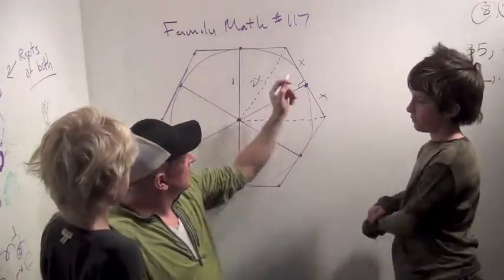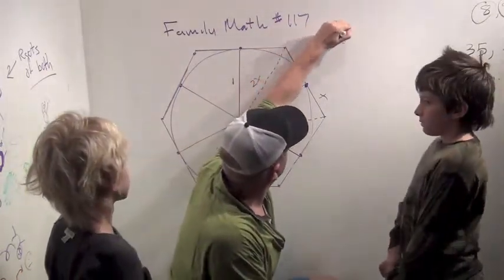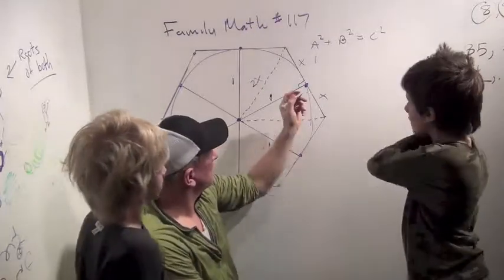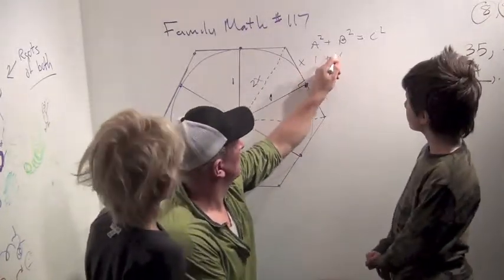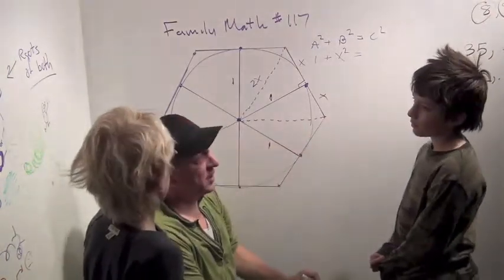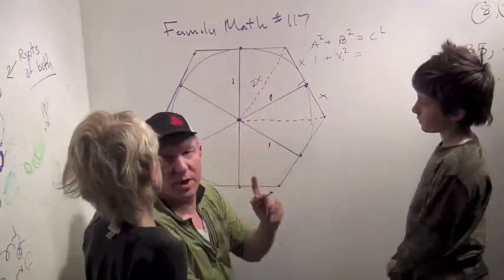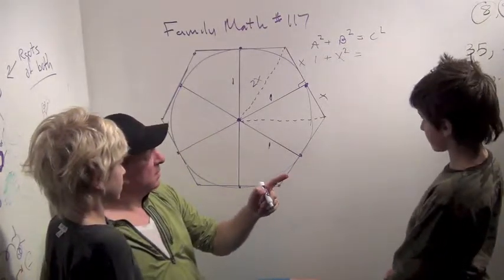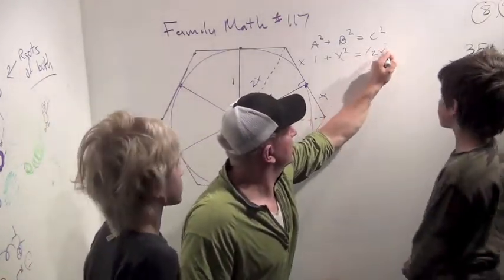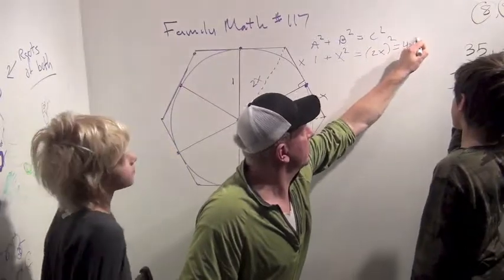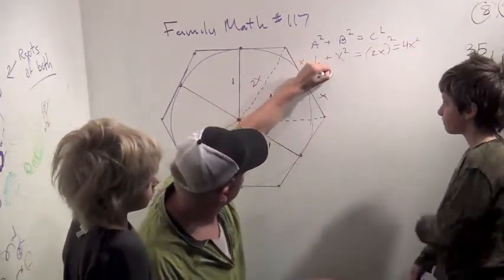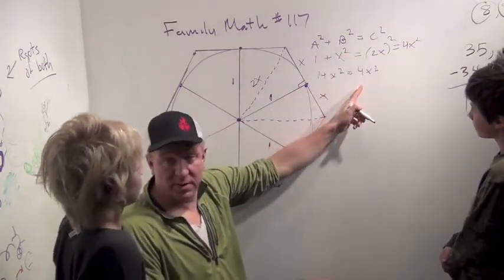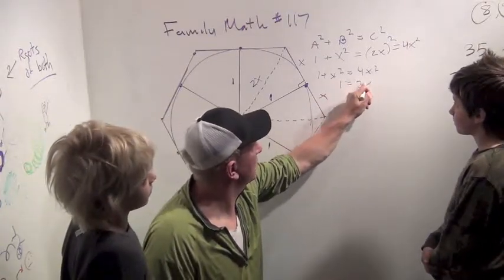a squared plus b squared equals c squared. Well, a we could say is 1. What's 1 squared? 1. What about x squared? X squared is just x squared. Now this can be a little tricky. What is 2x squared? It's 4x squared. So we get 1 plus x squared equals 4x squared. You can move the x squared to the other side. I get 1 equals 3x squared.